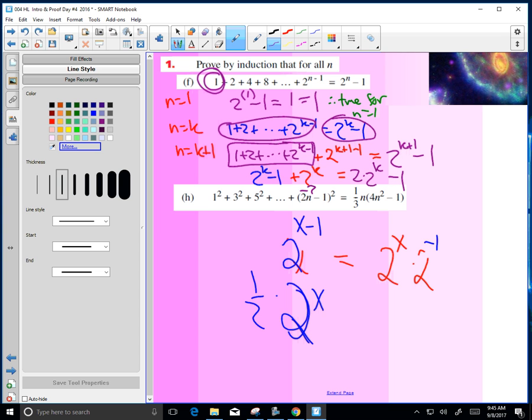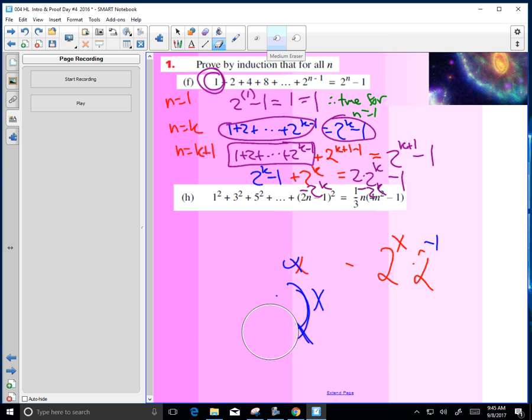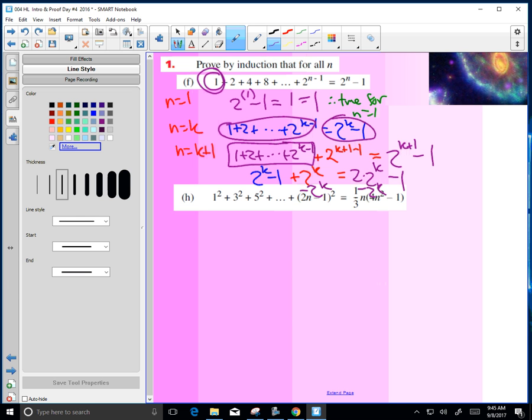Now I'm going to subtract 2 to the k from both sides. And now, if I had 2 2 to the k's and I subtract 1 2 to the k, what do I end up with? 2 2 to the k's minus 1 2 to the k is? I know it's Friday. 1 2 to the k. And then on this side, these will cancel out, giving me 2 to the k minus 1. Did I show that the left side equals the right side? Therefore, true for n equal to k plus 1.